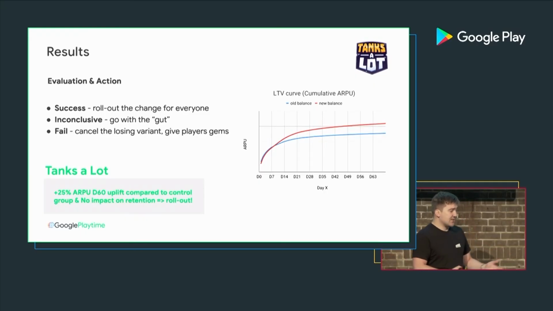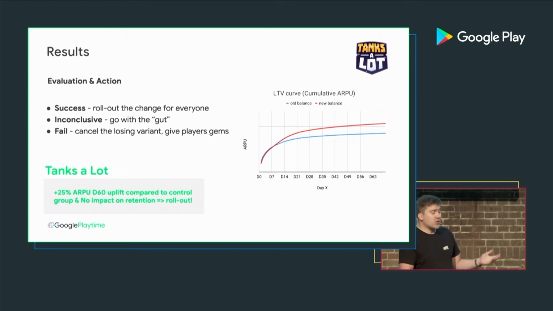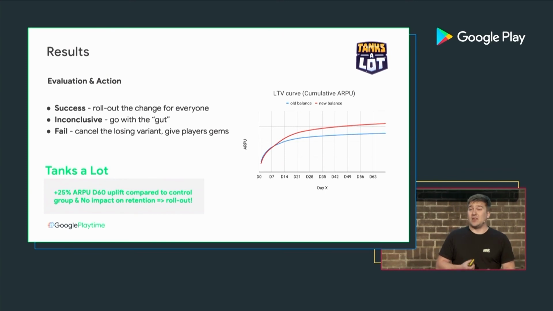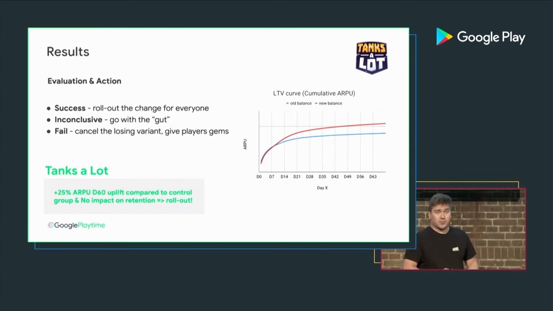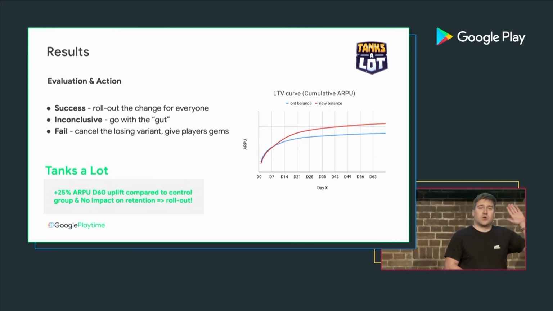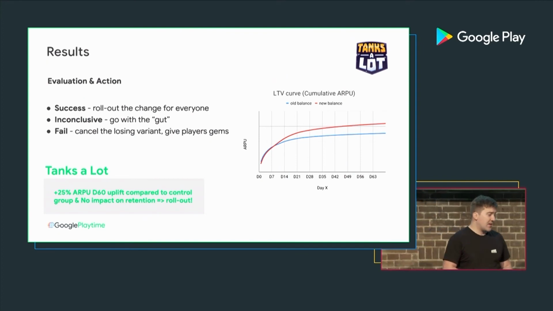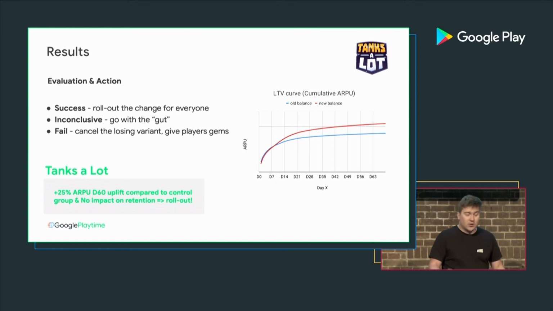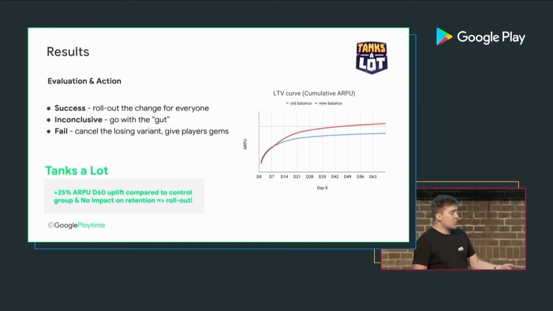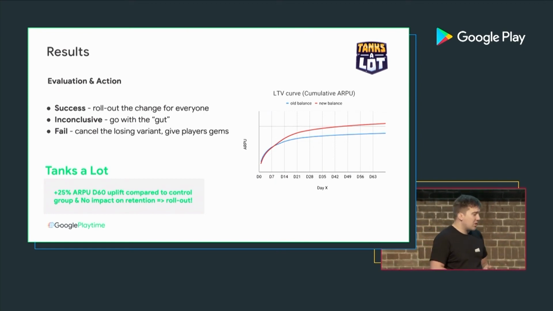And then results. Fortunately, with this change, we actually observed a 25% increase in ARPU day 30, day 60, considering that it was literally a spreadsheet exercise, just changing one progression curve for another. The ROI was pretty good. The change was definitely measurable and impactful on the game, but we know that unfortunately it doesn't happen all the time.